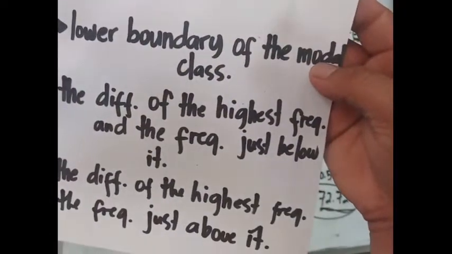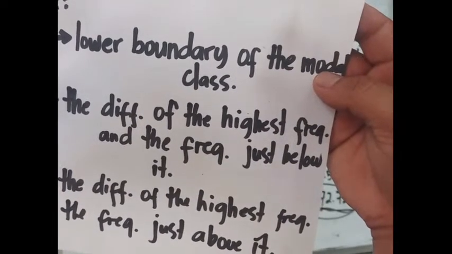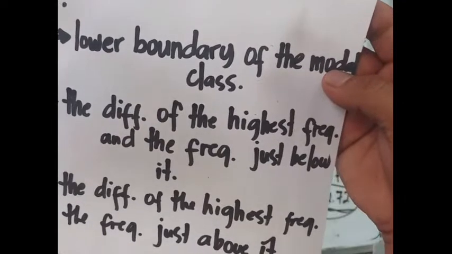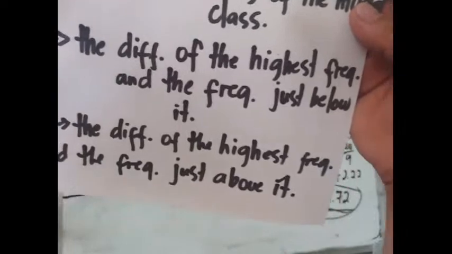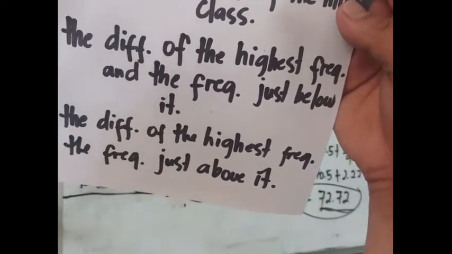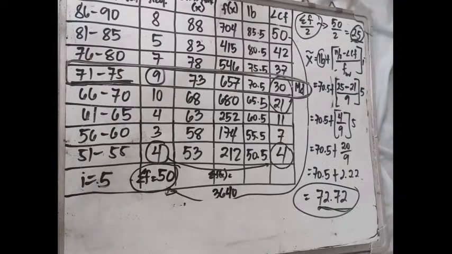Okay, ito yung d sub 1. D sub 1, it is the difference between the highest frequency and the frequency just below it. D sub 2, the difference of the highest frequency and the frequency just above the frequency of the modal class.